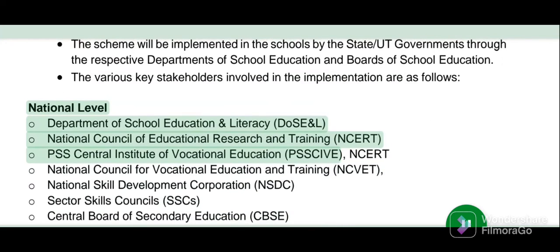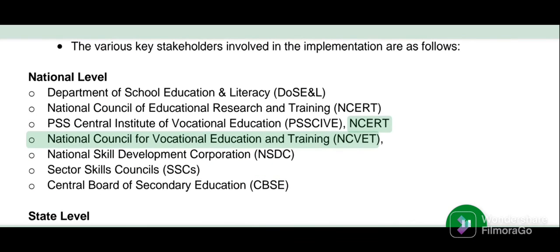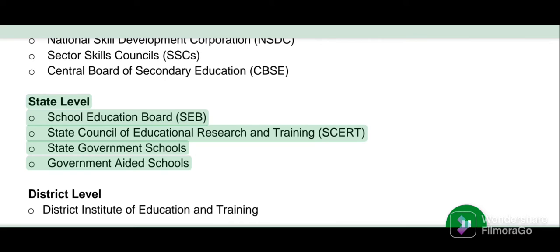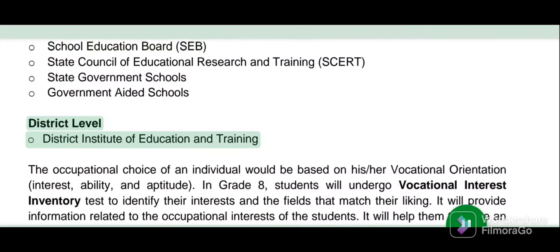National Level: Department of School Education and Literacy (DoSEL), National Council of Educational Research and Training (NCERT), Pandit Sunderlal Sharma Central Institute of Vocational Education (PSSCIVE) NCERT, National Council for Vocational Education and Training (NCVET), National Skill Development Corporation (NSDC), Sector Skills Councils (SSCs), Central Board of Secondary Education (CBSE). State Level: School Education Board (SEB), State Council of Educational Research and Training (SCERT), State Government Schools, Government Aided Schools. District Level: District Institute of Education and Training.